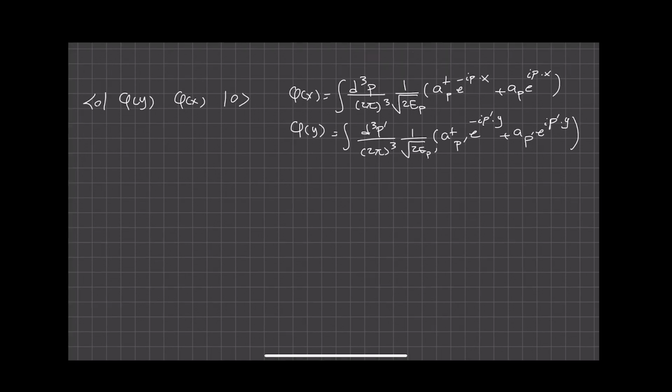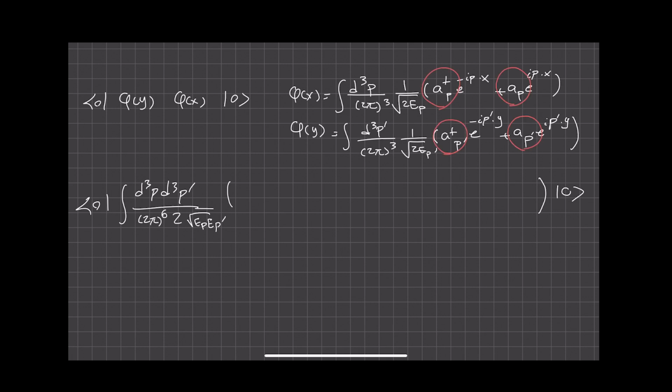Okay, now let's try to do this calculation, so we don't have to write basically everything down. We're going to write it as zero, the vacuum, and then we have the integration over p and p prime, and then two energy factors.